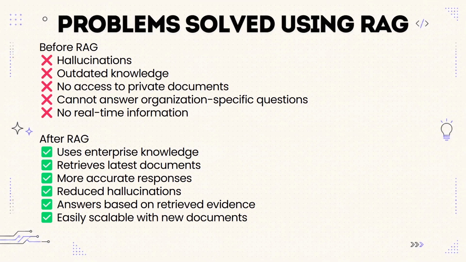But with RAG, using enterprise knowledge is very easy now. You just push the information into the database and then you can retrieve it using RAG. Retrieving the latest documents is very easy. It gives more accurate answers and has reduced hallucinations, because the information we need is what is being shared here, and answers are based on retrieved evidence. It is also easily scalable with new documents. Tomorrow, when new information comes, you don't have to do hundreds of different tasks. You just have to run maybe one or two scripts, and your entire system is updated. So this is what RAG is all about.